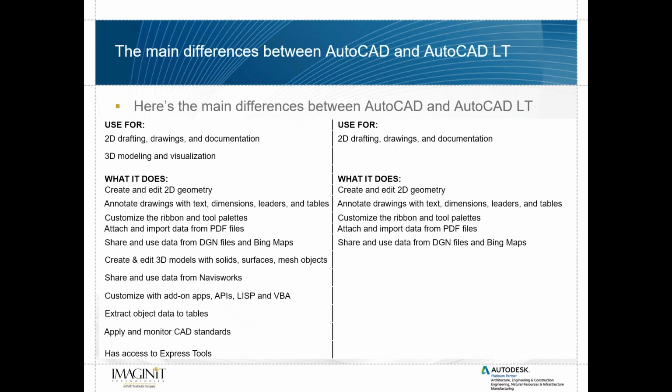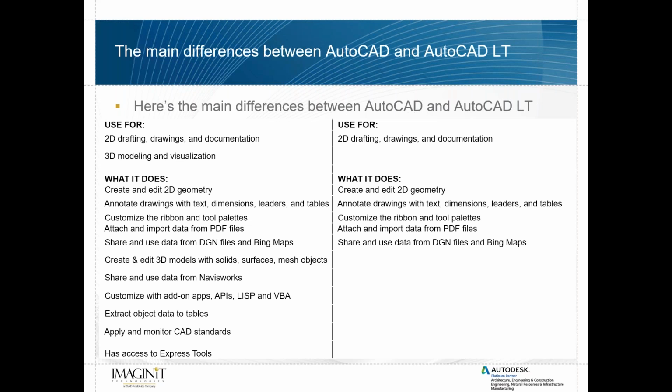So here are the main differences between AutoCAD and AutoCAD LT. AutoCAD is on the left and AutoCAD LT is on the right. You can use AutoCAD for 2D drafting, drawings, and documentation. You can also use AutoCAD LT for that. The big thing is that AutoCAD has the capability of doing full 3D modeling and visualization. AutoCAD LT lacks that.